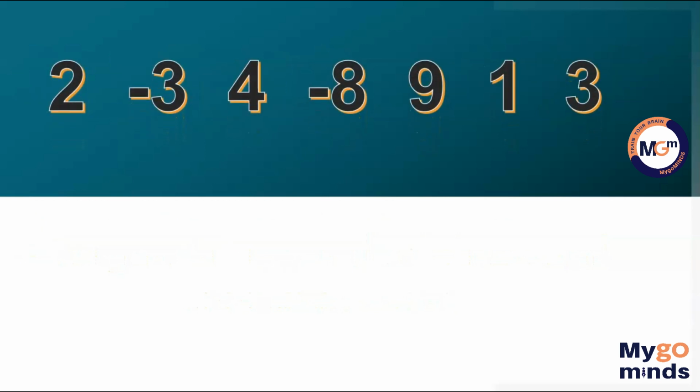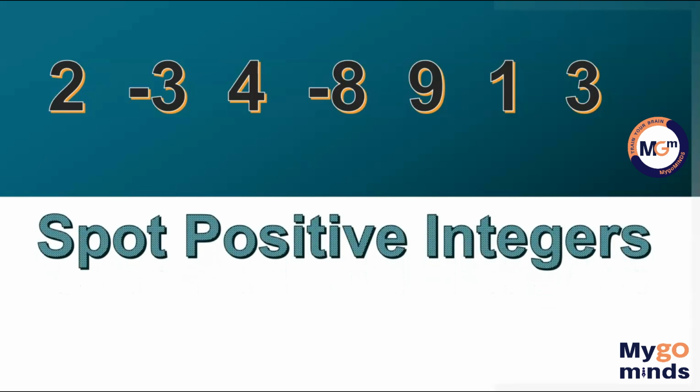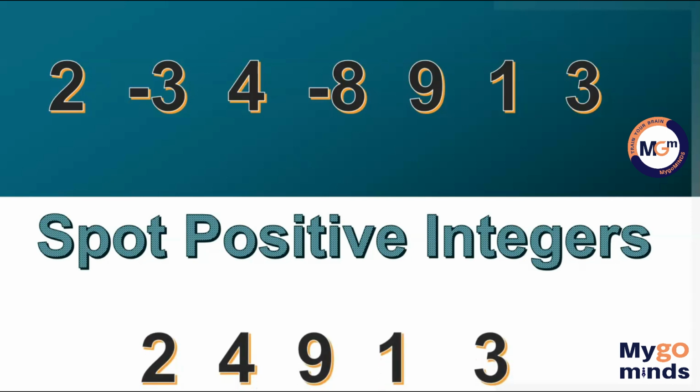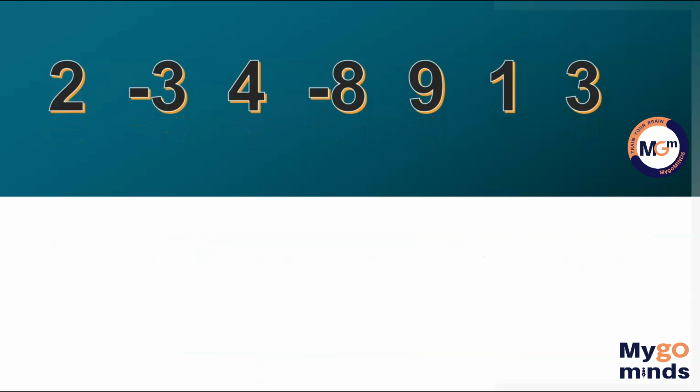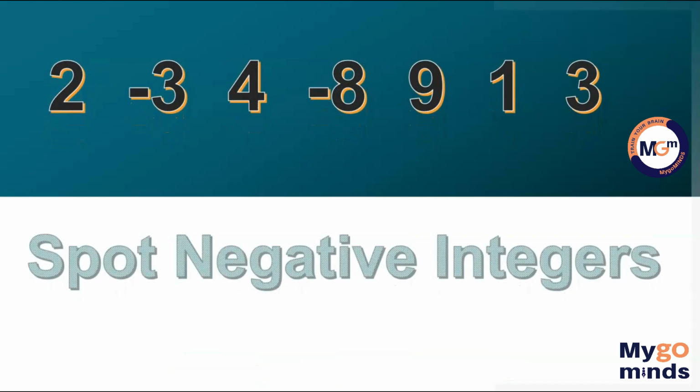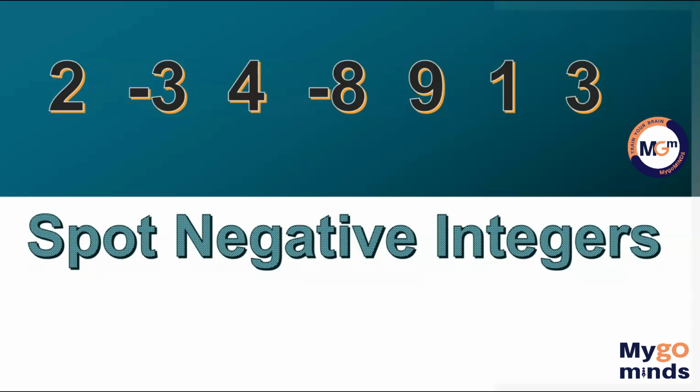Right, so let us do a small task. These are the numbers. Try to spot out the positive integers. So 2, 4, 9, 1, 3 are the positive integers. Why? Because these are greater than 0. So what about the negative numbers among the given numbers? Minus 3 and minus 8 are the negative integers because these are less than 0.